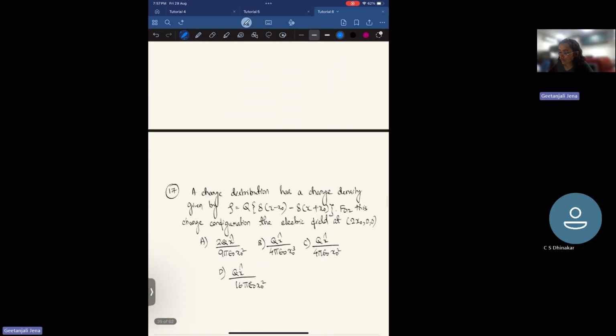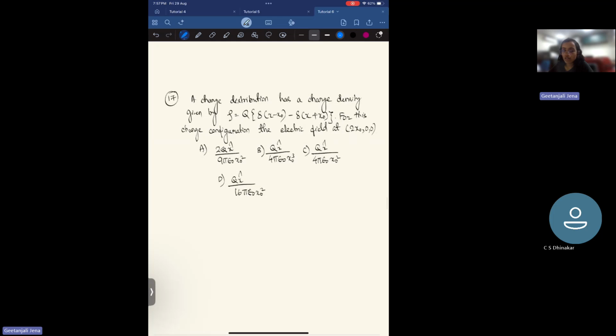Okay, so let us solve our final problem. This will be our last problem that we will solve. It's given there are two charge distributions, with charge density rho as q delta x minus x0 minus delta x plus x0. For this configuration, find out the electric field at 2x0.